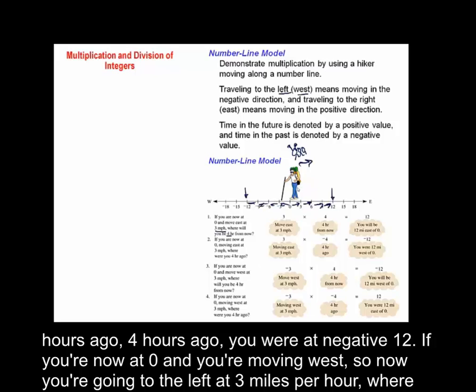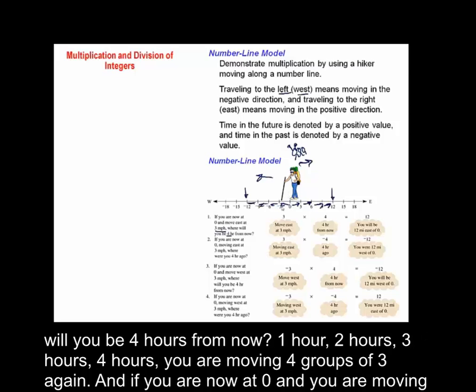If you're now at 0 and you're moving west, so now you're going to the left at 3 miles per hour, where will you be 4 hours from now? 1 hour, 2 hours, 3 hours, 4 hours. You're moving 4 groups of 3 again.